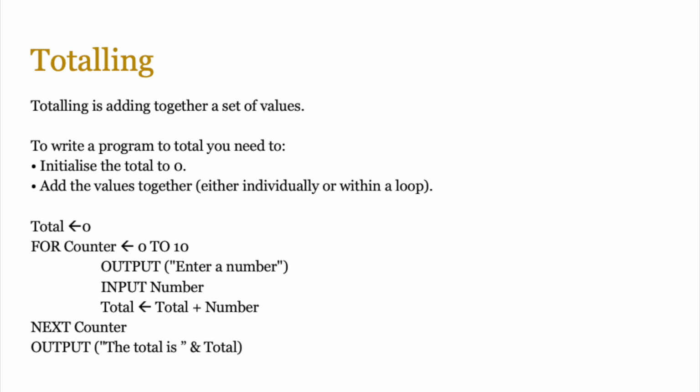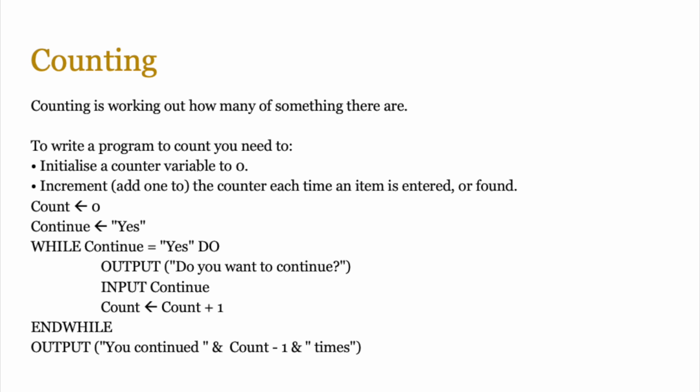Initialize the total variable to 0 and then use a loop to add whatever value you want to add to the total variable. Now, counting works similarly. Counting is to check how many of something there are, and to write a program, you would need to initialize, just like total, a counter variable to 0, and then increment or decrement it depending on what you want to do. So you can add 1, add 10, add 2, or reduce 1, reduce 2, and so forth.